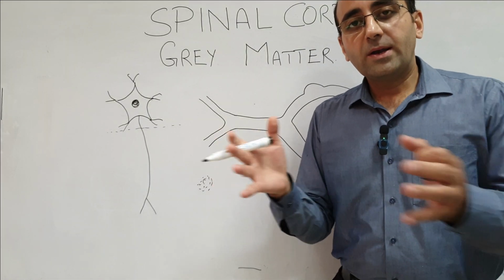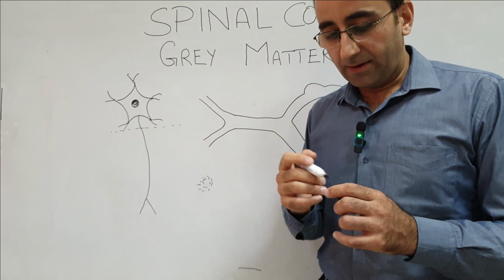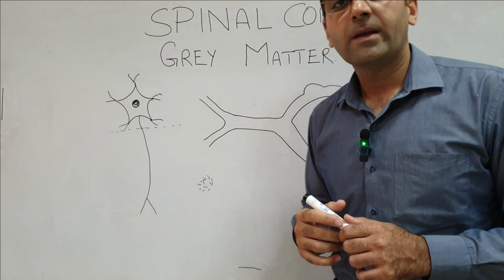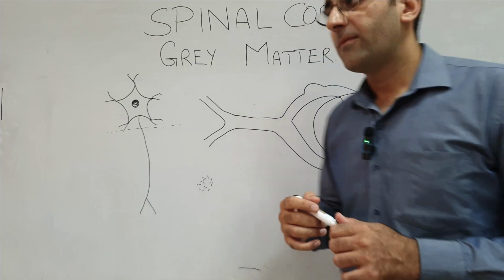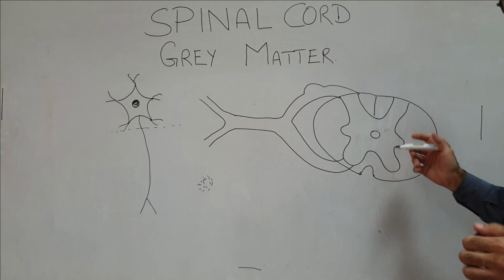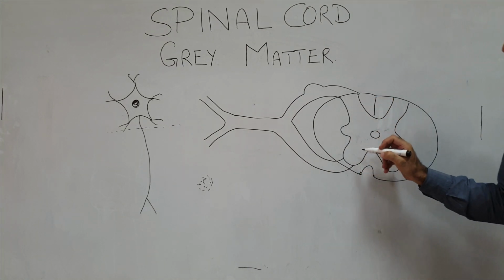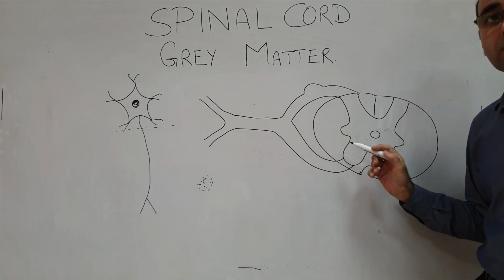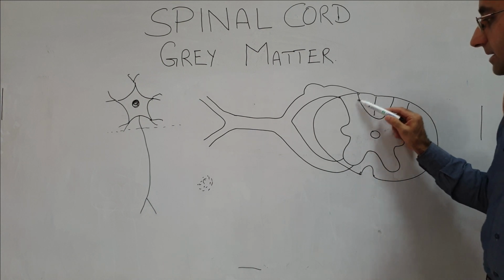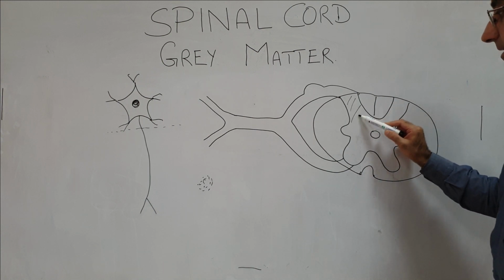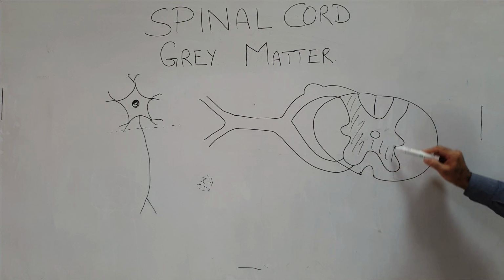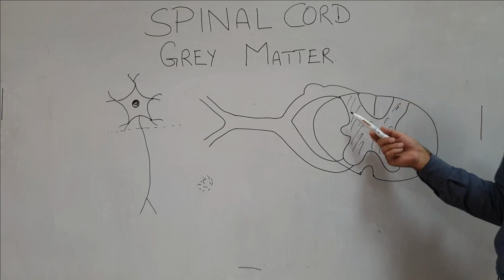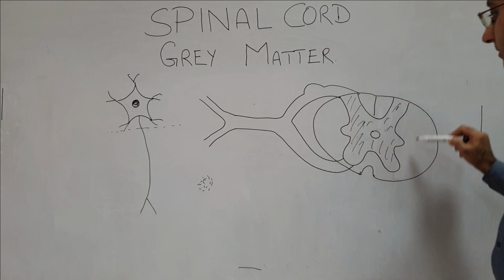Now, if multiple nuclei combine, each nucleus having its own specific function, it is called a grey matter. For example, this is a spinal cord. We already know that if we take a cross section of the spinal cord, this is a cross section of spinal cord, we will see an H-shaped or butterfly-shaped grey matter inside the CNS, inside the spinal cord, and outside is the white matter.